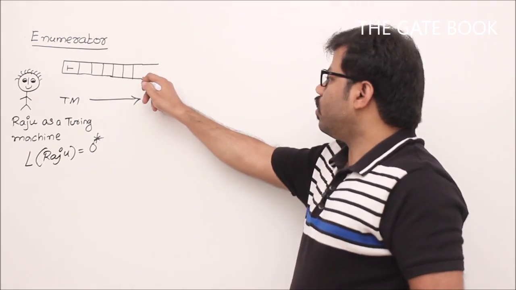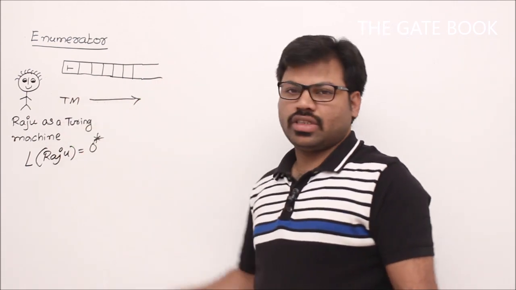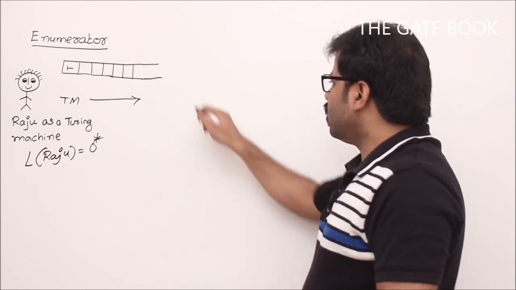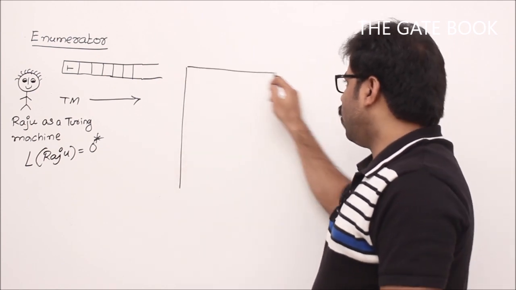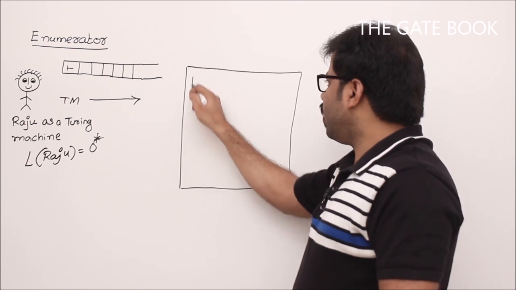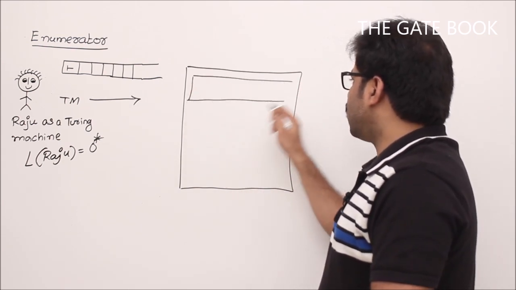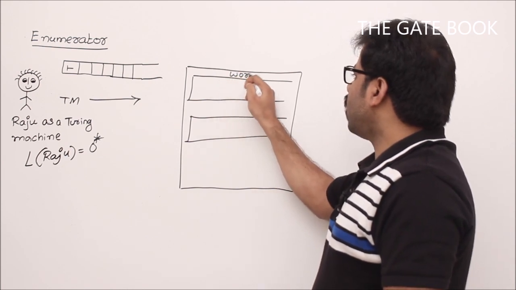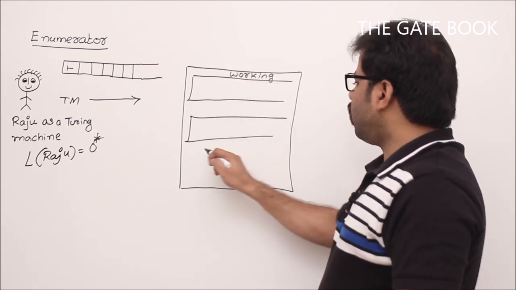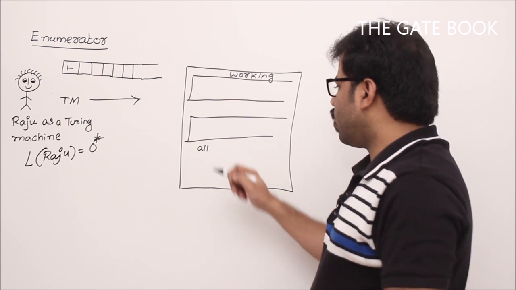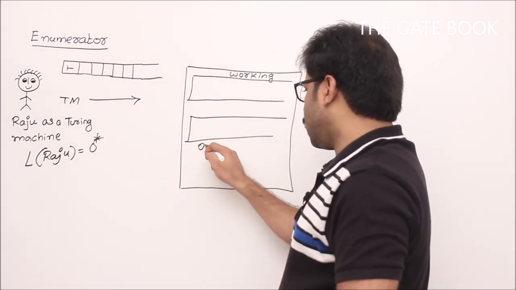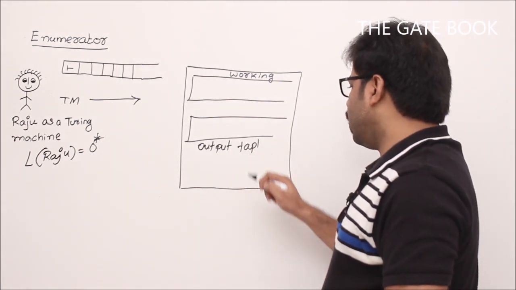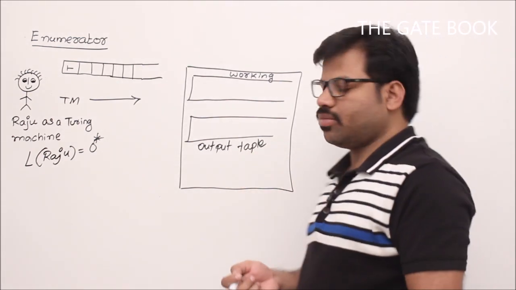Now we are going to build an enumerator for this Turing machine. Raju says that there is no enumerator, right? I'm going to show that. We know that an enumerator generally contains two tapes, correct? One is the working tape on which we are going to do the processing. The output tape is to generate all possible strings. So we are going to use this output tape only for output. It's like a computer screen. We use it for outputting something.